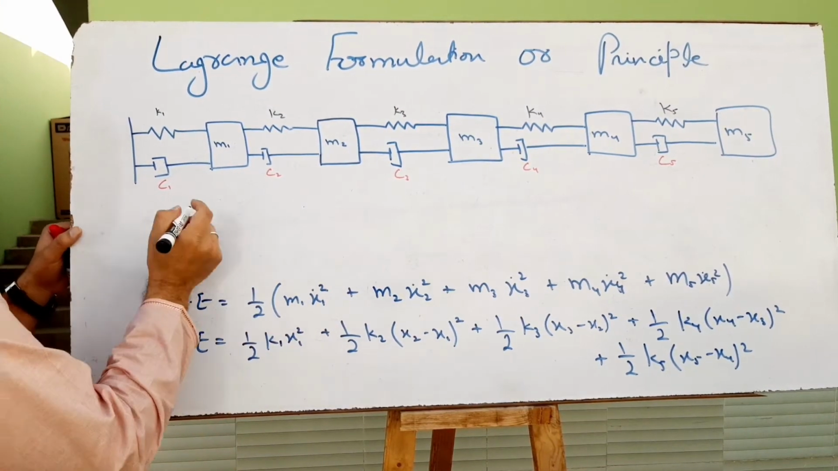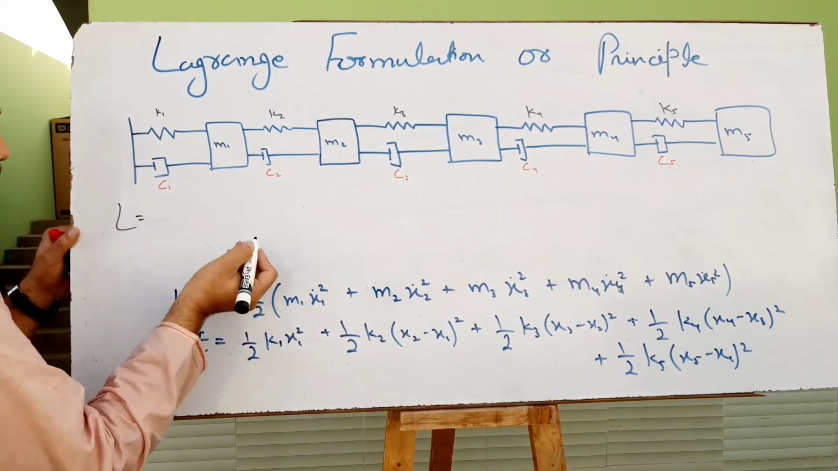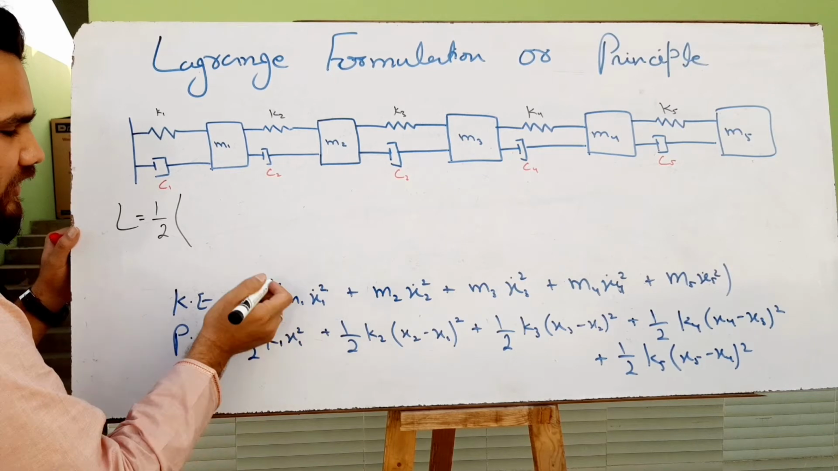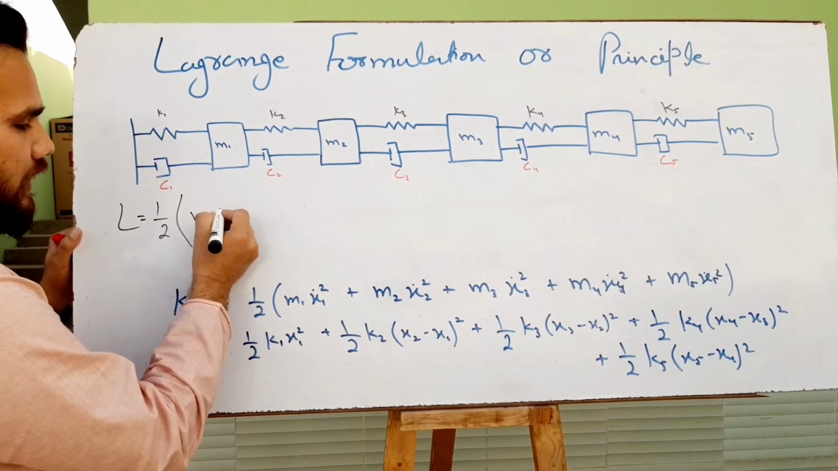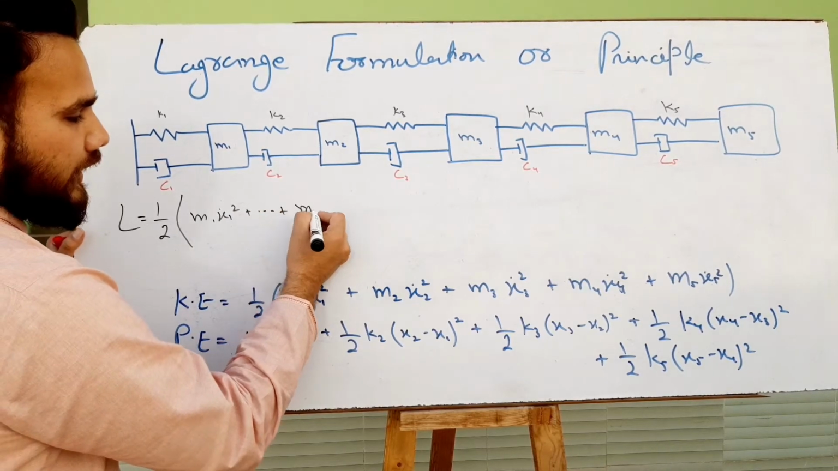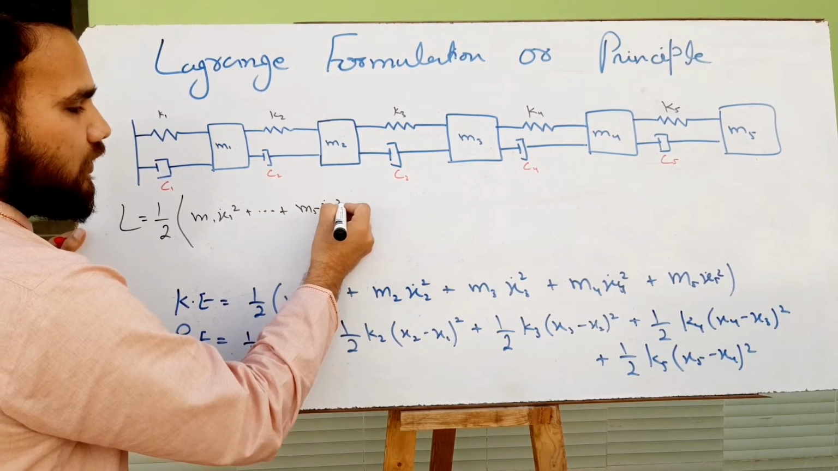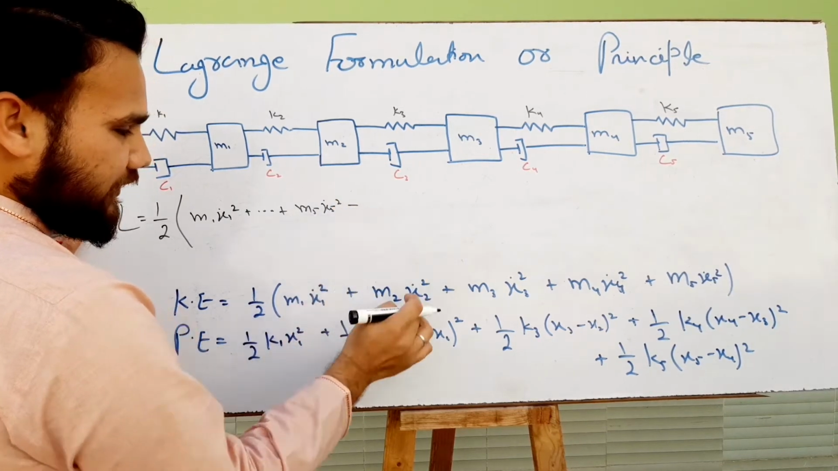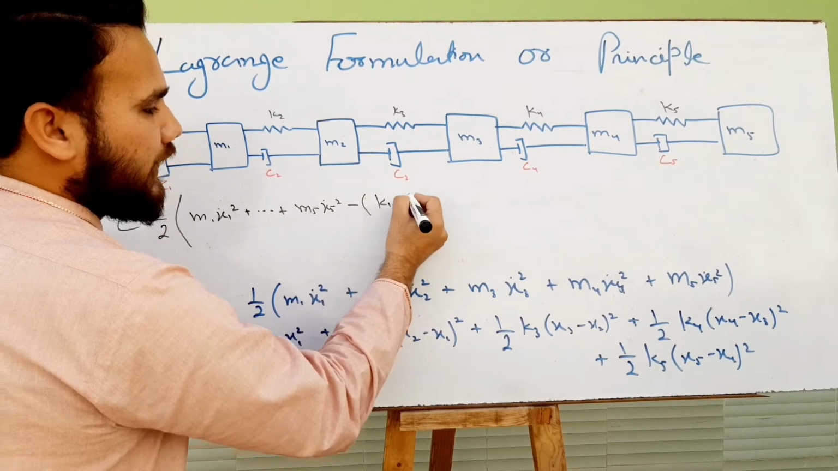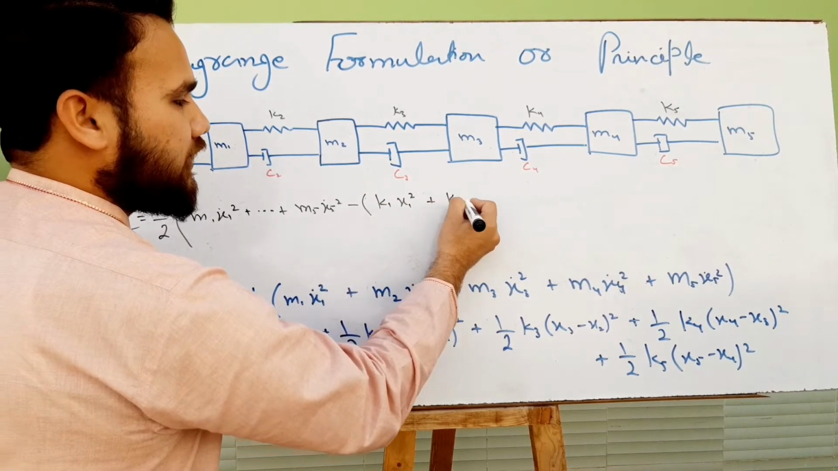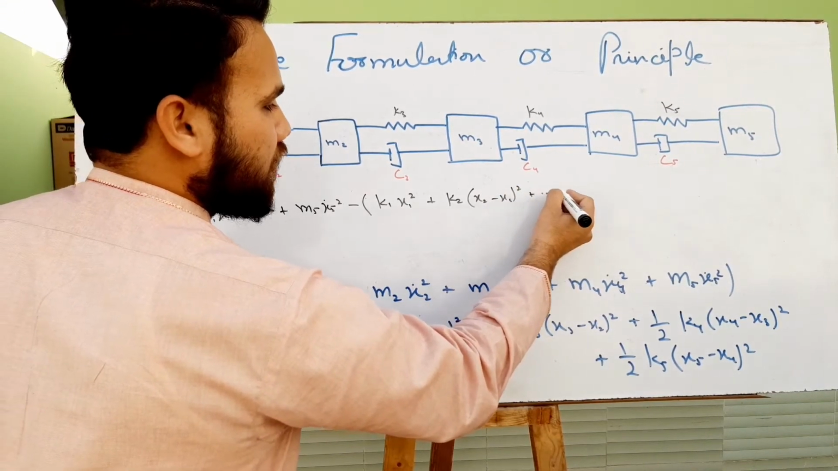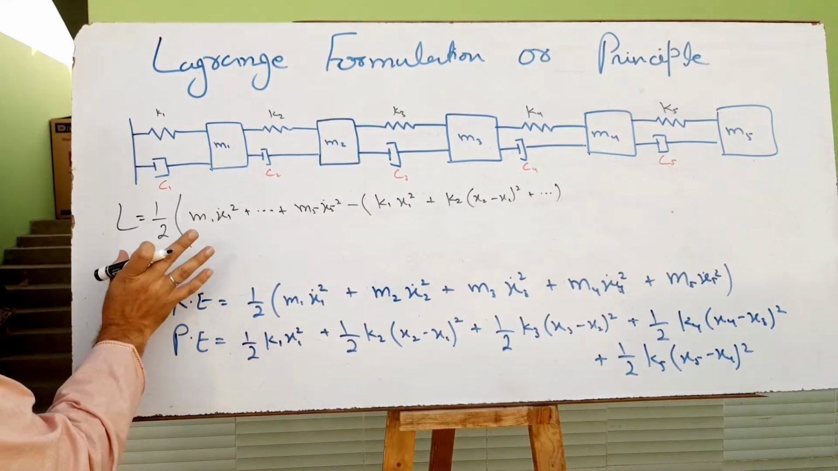Now we can build our Lagrangian as kinetic energy minus potential energy. So I am taking half common. Now the kinetic energy terms: m1 x dot 1 whole squared plus, continuing up to, m5 x dot 5 whole squared. Now with a negative sign, the potential energy terms: k1 x1 squared plus k2 x2 minus x1 whole squared plus, and so on till this one. So this is our Lagrangian.